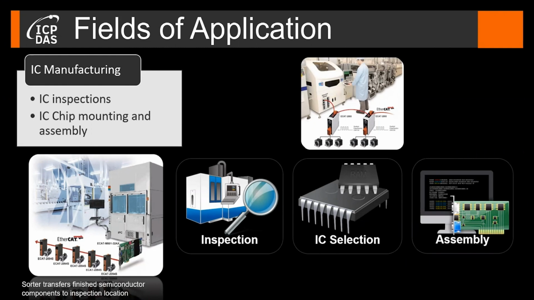A customer, a developer of inspection systems for IC components, uses our EtherCAT solution to build an automated test plant for IC inspection and quality control. The plant consists of mainly 2 parts. The first part is the inspection machine, which transfers finished semiconductor components to the inspection site for electrical and performance testing. And the second part is the automatic sorting machine that removes IC components that failed the inspection test from the production line.